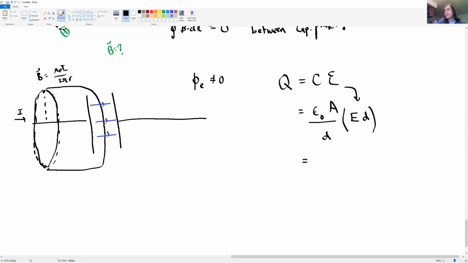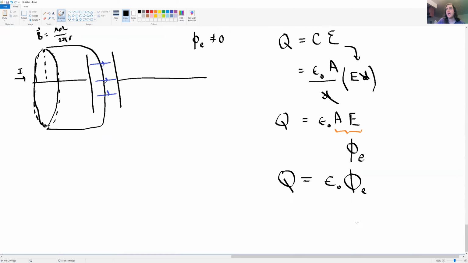All right, so when we do this, we can cancel the d's out, and we're left with epsilon 0 A E is equal to Q. Well, take a look at this quantity right here, E times A. What is E times A? Well, that's an awful lot like the electric flux, isn't it? So we can make a guess and maybe prove later that this has got to be the electric flux right here, E times A. So he comes to this conclusion that Q is equal to epsilon 0 times the electric flux here.